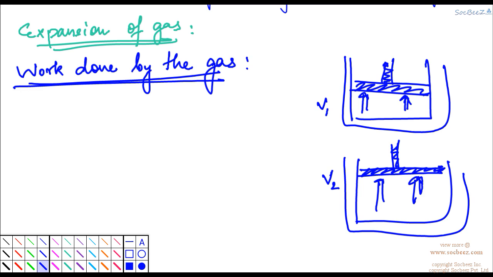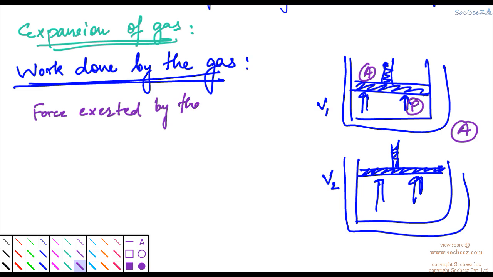We want to find the work done. So first of all, we know that there is a pressure P applied by the gas, and we have the base area as A. The area of the container will be the same as the area of the piston, correct? So we are dealing with the force. Let's try and find the force exerted by the gas on the piston, which is nothing but pressure into area.